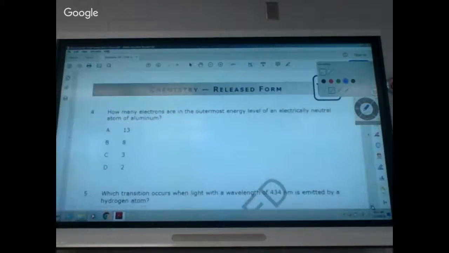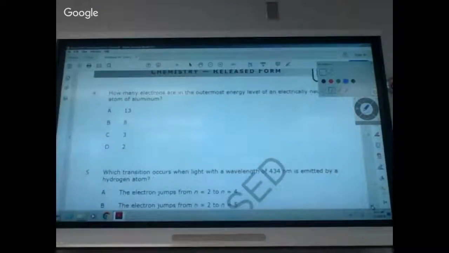All right. How many electrons are in the outermost energy level of aluminum? 3. Everybody okay with the short way to do that? You didn't draw the configuration, did you? You just looked at the periodic table and said 1, 2, 3, right? Okay. Well, you can do it the long way, but I would hope you do it the easy way.